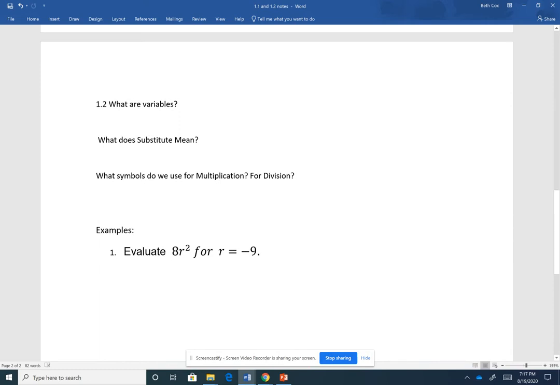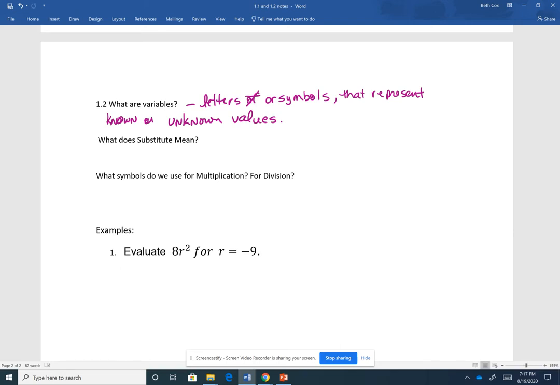Now, in elementary school, variables were just blanks. We had variables in elementary school. Variables are just letters or symbols. They don't have to be letters. They can be letters from the other alphabet that represent known or unknown values. So we might know what they are, but we might not know what they are. So it just depends on what we know. Okay, and so that's what a variable is. The letters and symbols represent known or unknown values. In grade school, they were blanks. We had a lot of blanks.